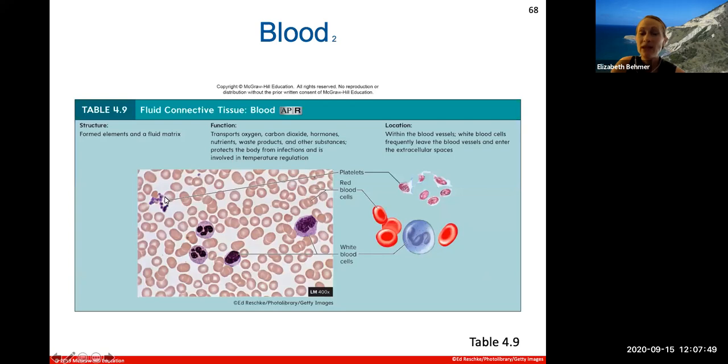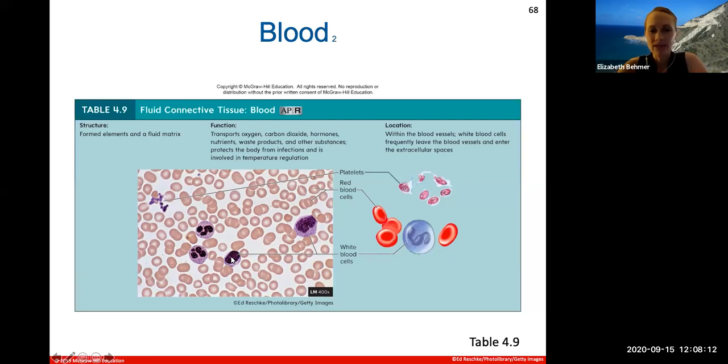So this is what blood looks like. If you were to take a finger prick of yourself and put it underneath a microscope, you'd see a lot of red blood cells, which are these guys. They don't have a nucleus in your red blood cells, and that's because they want to carry as much oxygen as possible. So there's no space for a nucleus. They're just made up of a protein called hemoglobin.